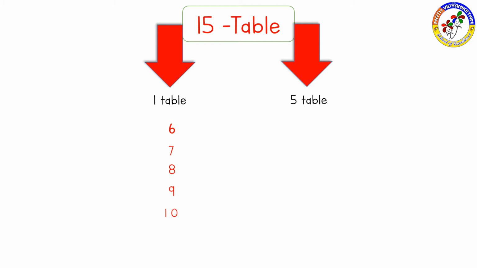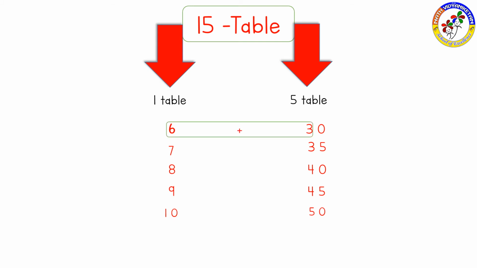Now right side, 5 table from the 6th step. 5 6s are 30. 5 7s are 35. 5 8s are 40. 5 9s are 45. 5 10s are 50. Now let us use the trick.